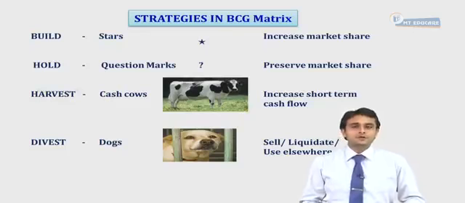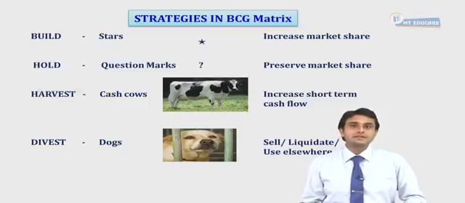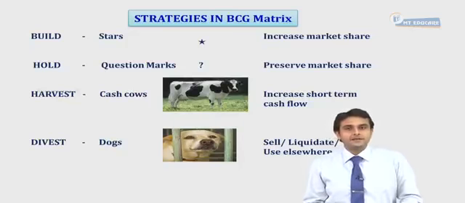And dogs are those products from which I need to divest. So I need to build the stars, I need to hold the question marks, I need to harvest the cash cows, and I need to divest from the dogs. I hope this gives us a clear understanding of the BCG matrix.